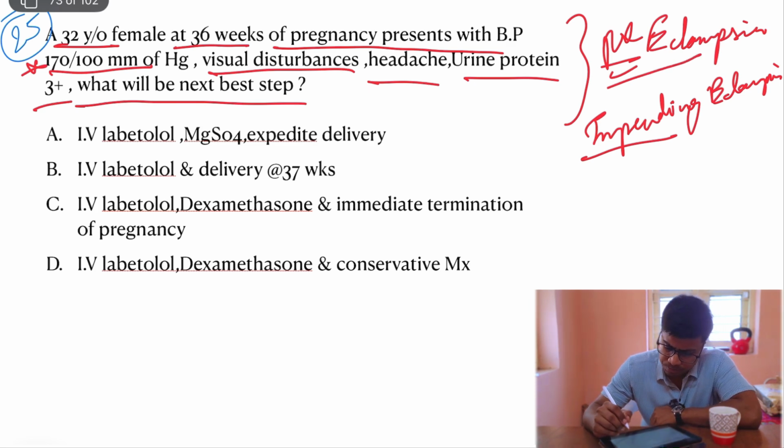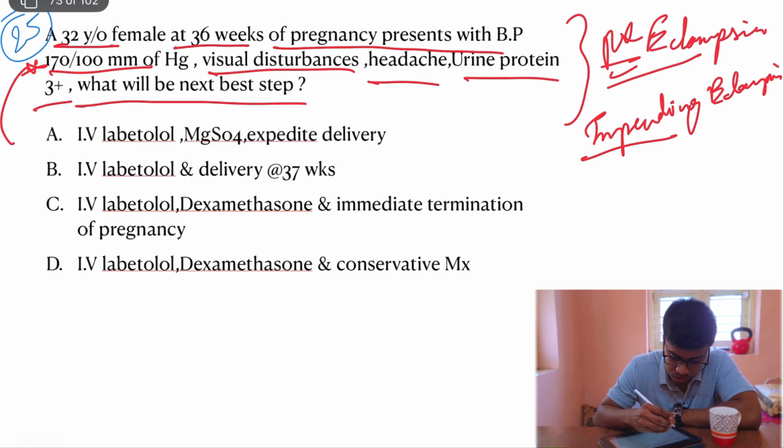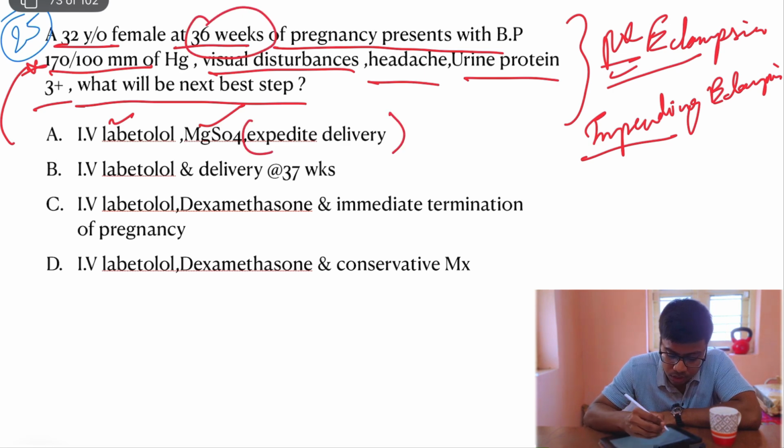So in this case, treatment. For this high blood pressure, we have to give labetalol. So labetalol is in every option, so labetalol is for sure. Then magnesium sulfate, yes, we have to give it. Then expedite delivery. For this expedite delivery, that is termination of pregnancy, we should look at the period, 36 weeks.